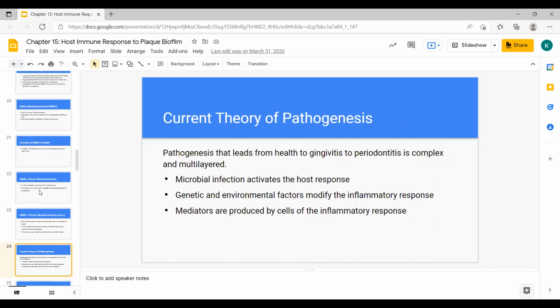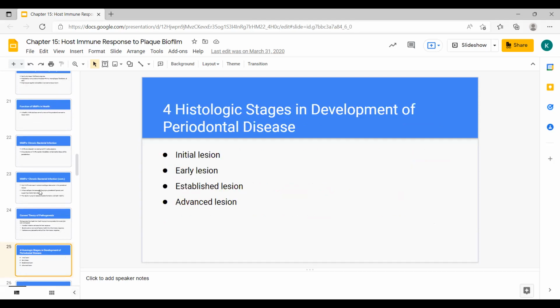The current theory of pathogenesis. So pathogenesis that leads from health to gingivitis to periodontitis is complex and multi-layered. We've talked about that a lot, talked about a lot of the different theories. But the microbial infection activates the host response. Genetic and environmental factors modify the inflammatory response, and then the mediators are produced by the cells of the inflammatory response, okay? So we have our 4 histologic stages in development of periodontal disease: the initial lesion, early lesion, established lesion, and advanced lesion.